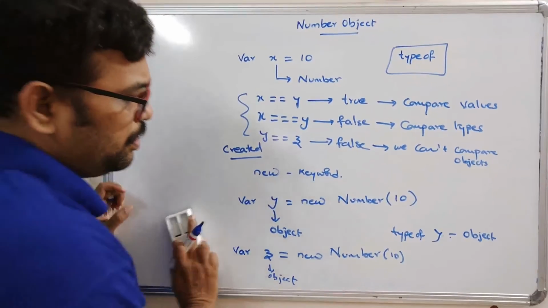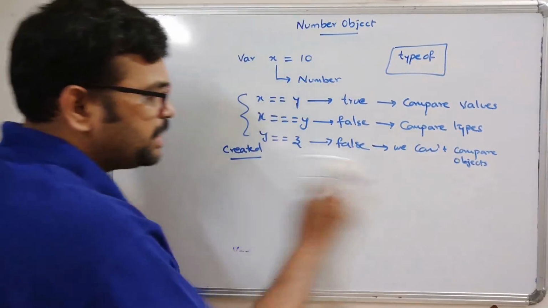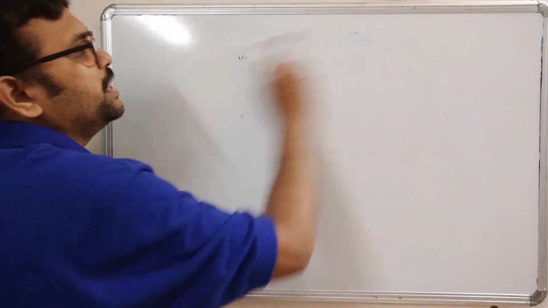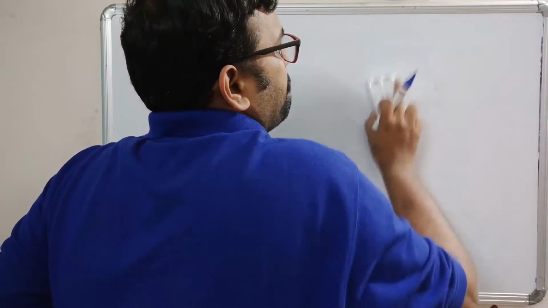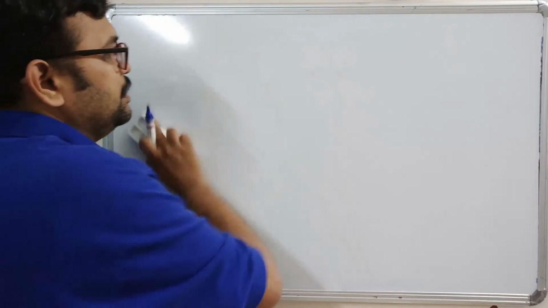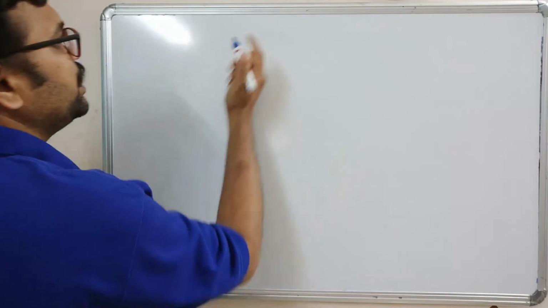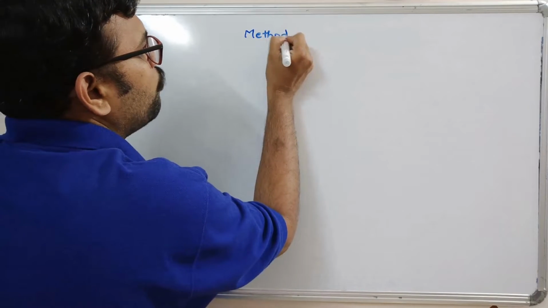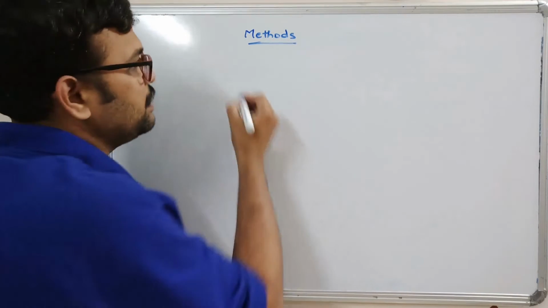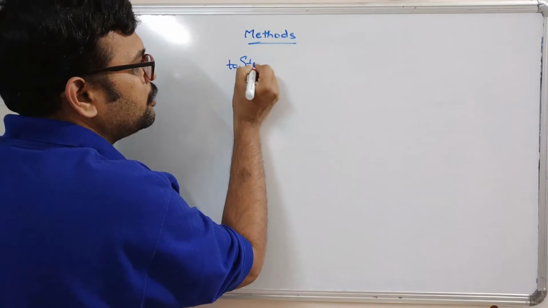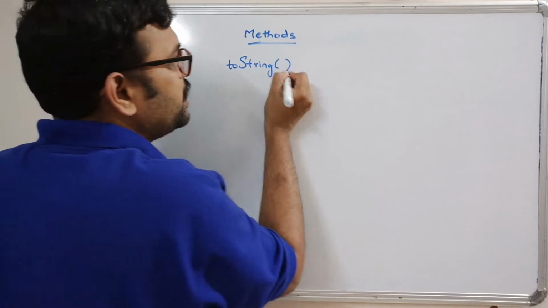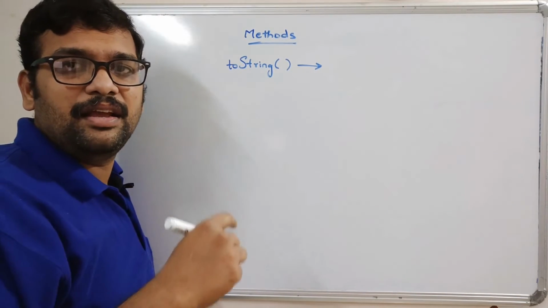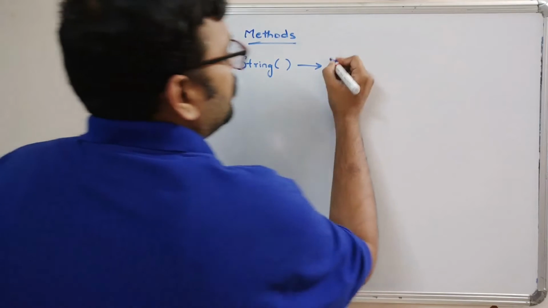Now let us move on to the methods. There are a few methods that can be applied on these numbers and number objects. Now number methods, we'll go with the number methods. One method we have seen in the previous session, that is toString. This toString will return a string from any other variable, right?